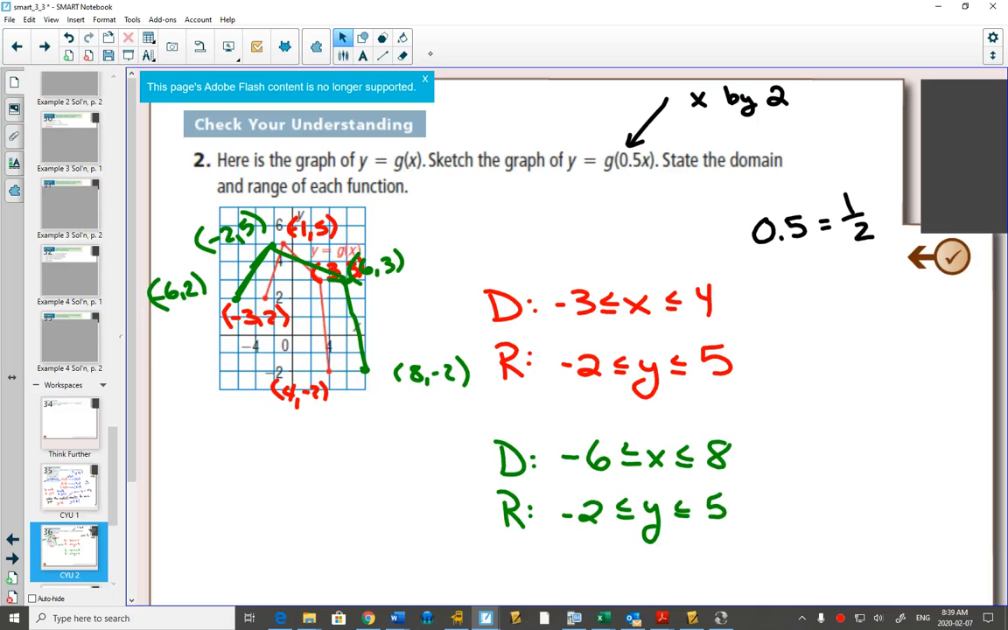Again, some things to reflect here. If all we did was multiply the x values by 2, does it make sense that your range didn't change? Because your range are your y values. And if we look at the domain from one to the other, can you see that it's just been doubled? The smallest value got doubled, the largest value got doubled, because that was the transformation that we were doing.